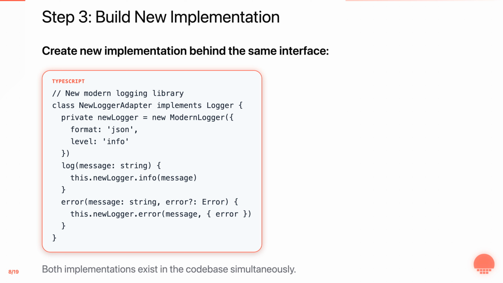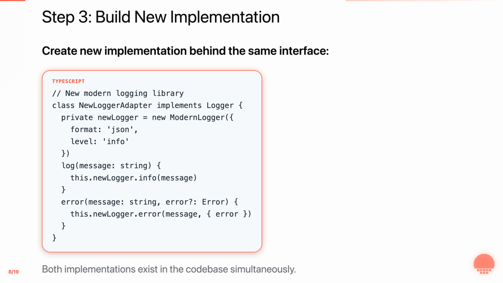Now we build the new implementation. Same interface, completely different library underneath. This new logger adapter wraps a modern logging system with structured JSON output, better performance, whatever drove the migration. Notice what's happening. Both adapters live side by side in production. The old one handles real traffic, while the new one sits ready. We haven't switched anything yet, but we've proven the new code compiles, deploys, and integrates cleanly. No massive merge conflicts. No surprise integration issues weeks from now.